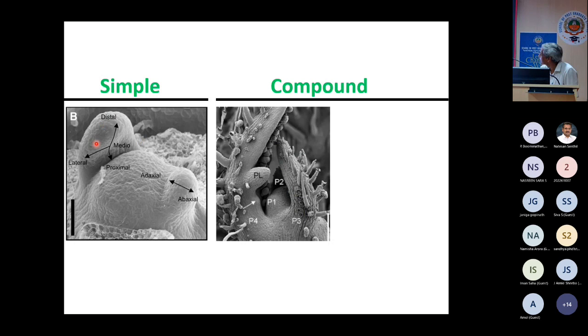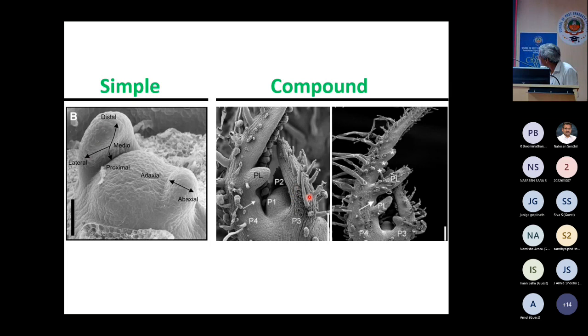But later on, if you wait for a day or two, this one will make, see, there's a leaflet here. So initially they're simple. Later on, probably NOX genes are expressed at the base, and that's why they're making the leaflets. And here it is not expressing. Probably there are some strong genes in the simple leaf, not letting the NOX gene express in the leaf.